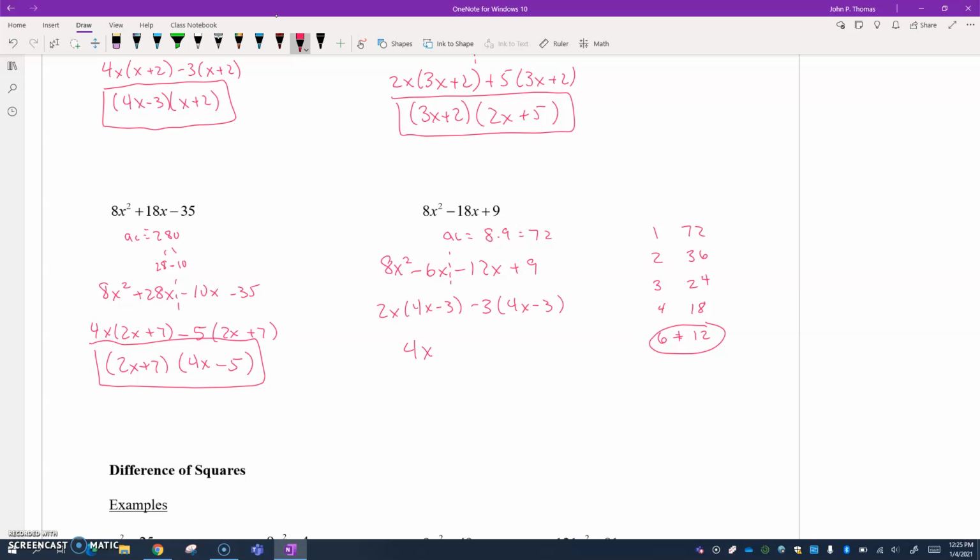All right, bring the 4x minus 3 out to the very front. I'm left with a 2x and a minus 3. And I've got my factorization.